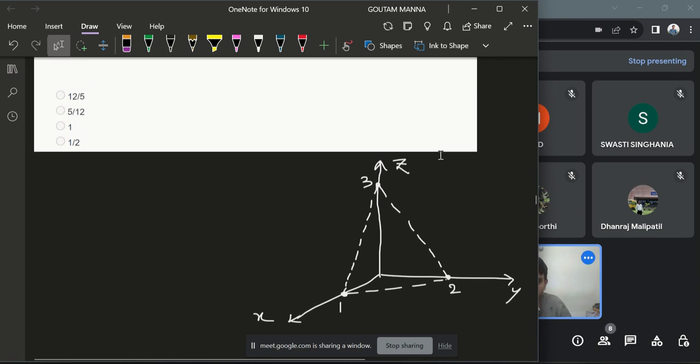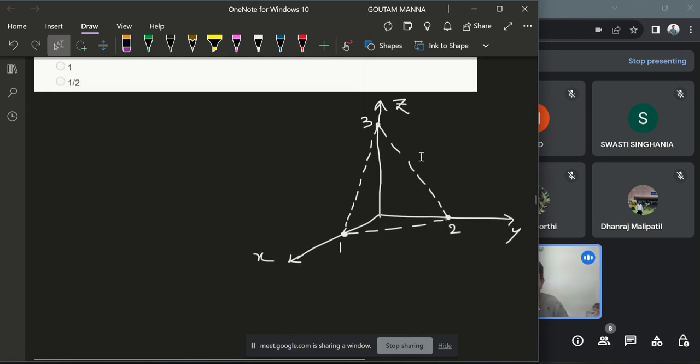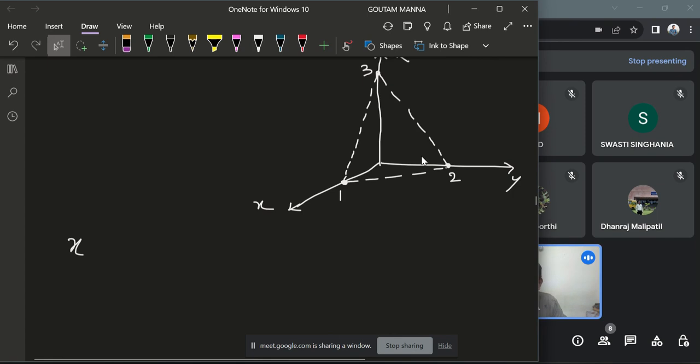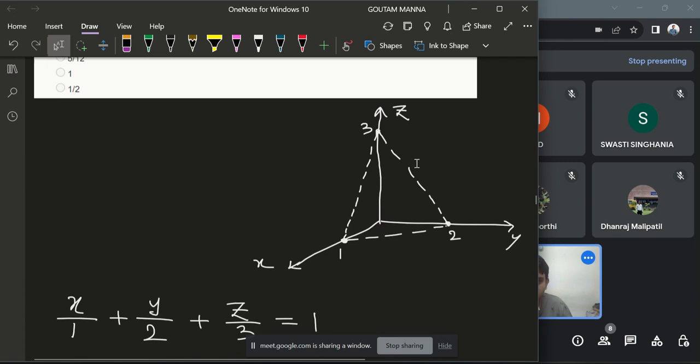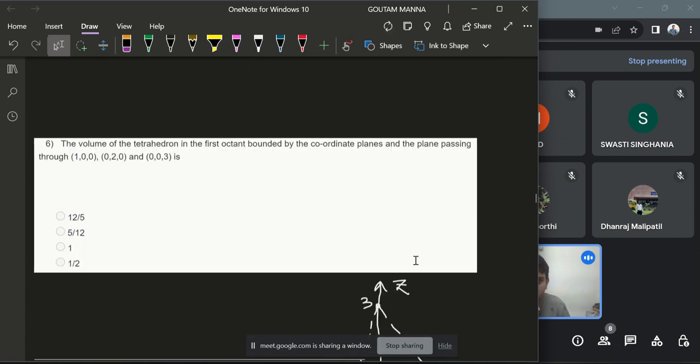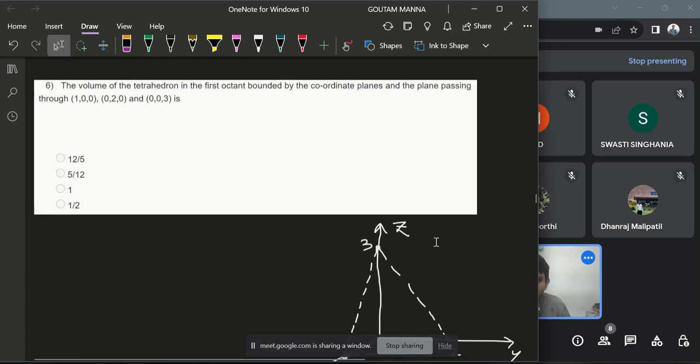Now if I write the equation of this plane, it will be x by the x intercept 1, plus y by the y intercept 2, plus z by the z intercept 3, equals 1. Okay, so this is the equation of this plane, and we are asked to find the volume of this region bounded by this plane and the first octant.